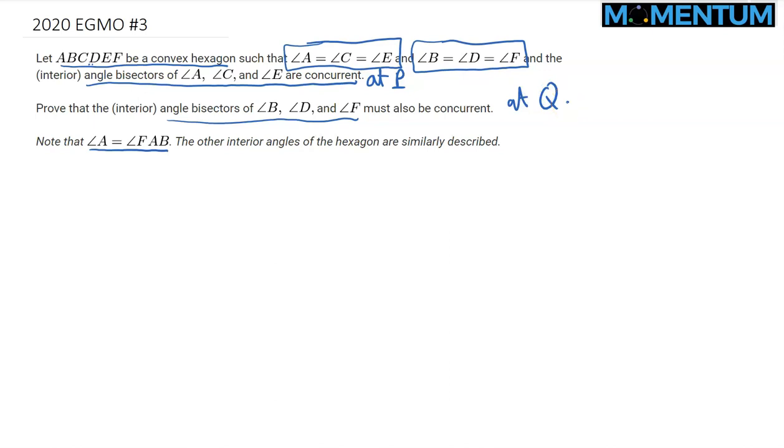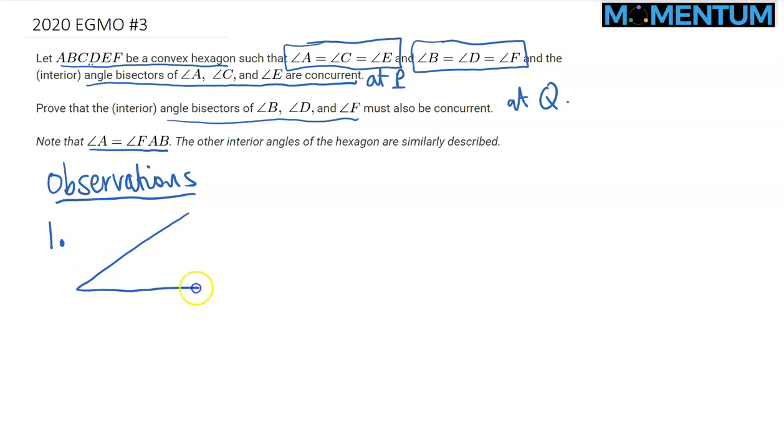Before I begin the solution to this problem, I want to start with just two quick observations. They are not even lemmas, I think, observations. Just two quick observations, and then we can directly start the solution. Actually, let me think about it. Three observations.